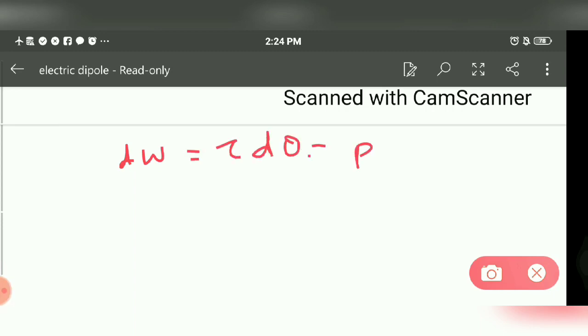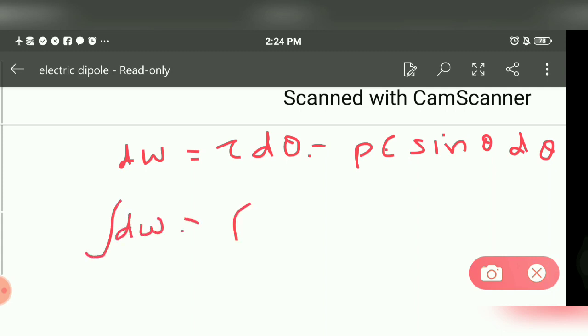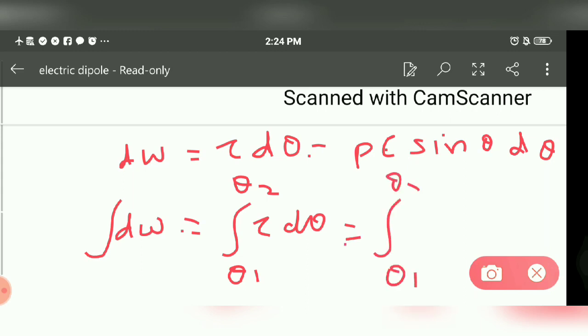Tau is what? PE sine theta into d theta. If we find the complete work done, that is integration, and again here integration of tau d theta from theta 1 to theta 2. So it's going to be the integral from theta 1 to theta 2 of PE sine theta d theta.